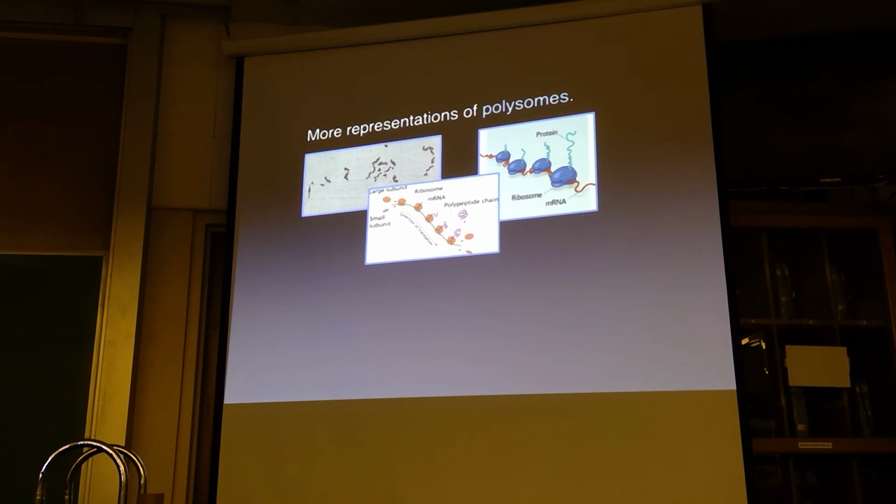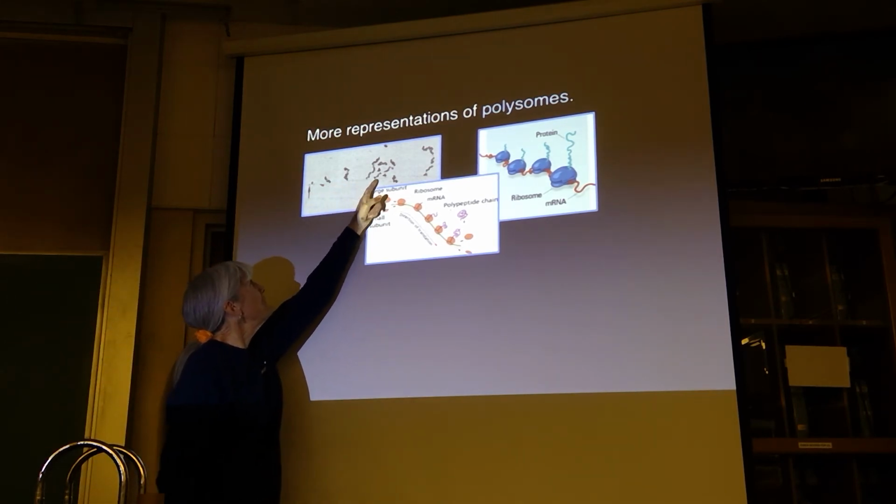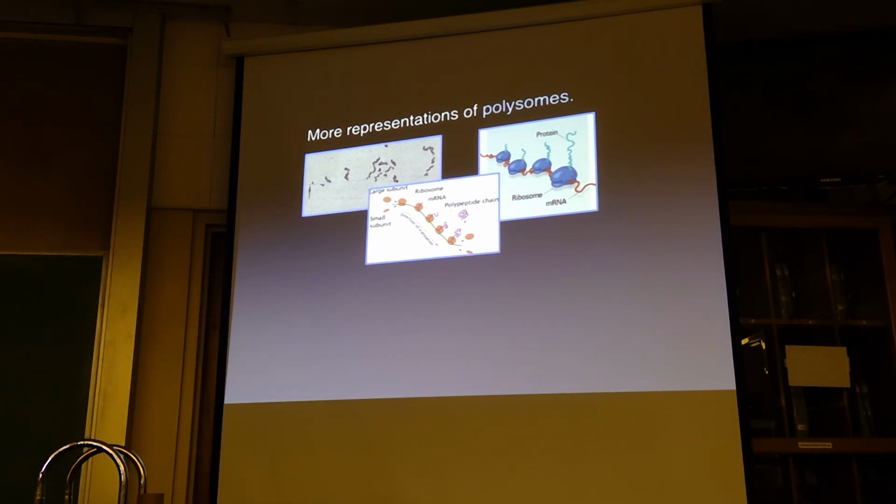This is showing you an electron photomicrograph. So these have actually been visualized. Here's the messenger RNA, this little light string. And these are polypeptide chains being built associated with ribosomes that are moving along with it.